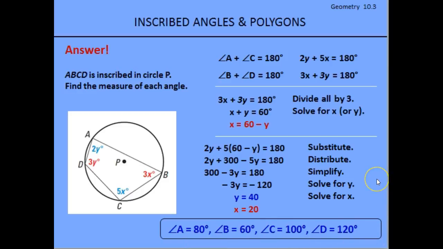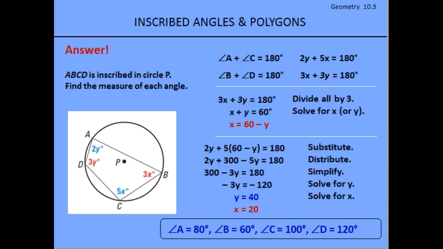If you need to pause, where you will probably make your mistake is that sometimes when people distribute, they make a mistake. They don't do 5 times 60 or 5 times negative y. They don't pay attention to that sign, and you have to pay attention to that. It's a big deal. It gives you the wrong answer. Sometimes they simplify incorrectly. So you just have to be careful and check your math first. That's probably where you went wrong.